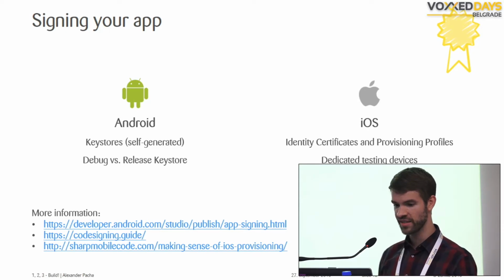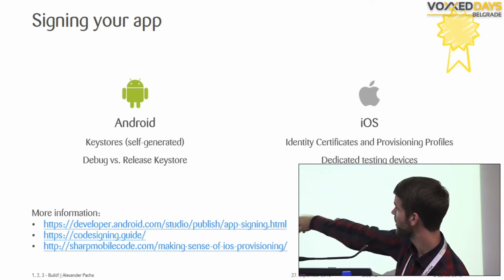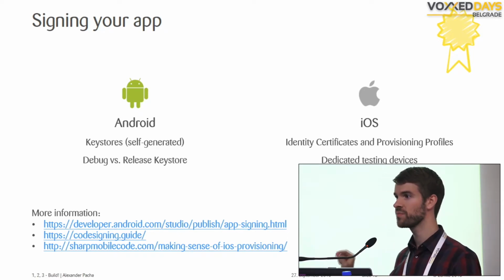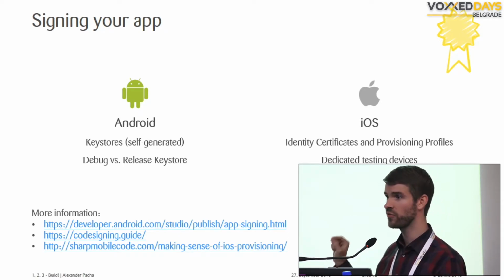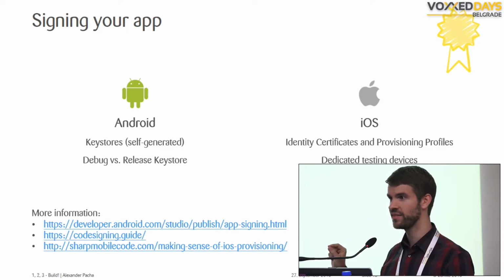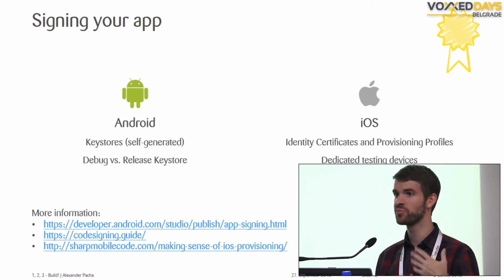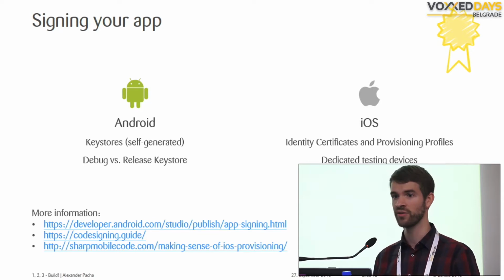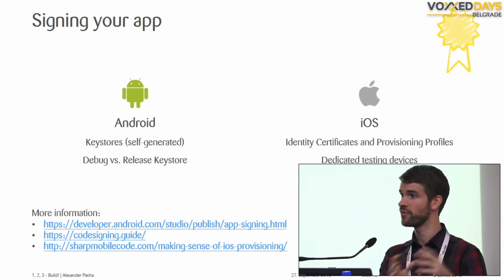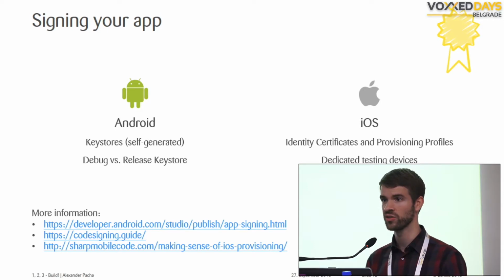Especially there is codesigning.guide, which is a really useful resource. It's written by the guy who's created Fastlane, a tool that I will talk about later. And they have an idea how you can improve this process of signing your iOS application. And the idea is that you have a shared certificate and provisioning stored in the repository that everyone is using on your team.